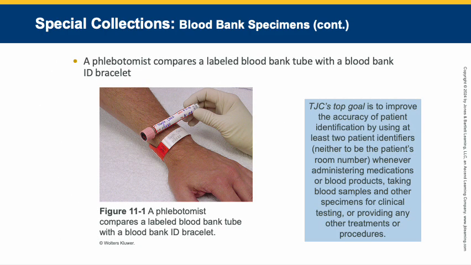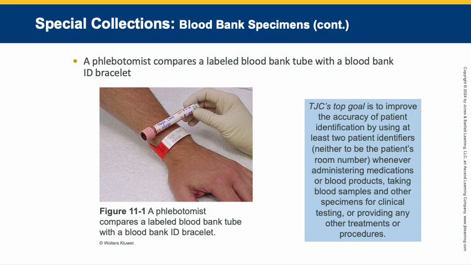Okay, so this is just a picture of a phlebotomist comparing a labeled blood bank tube with a blood bank BBID, which is a blood bank identification bracelet. So they're just comparing the number on the tube with the number on the bracelet. Okay, again, just another check.